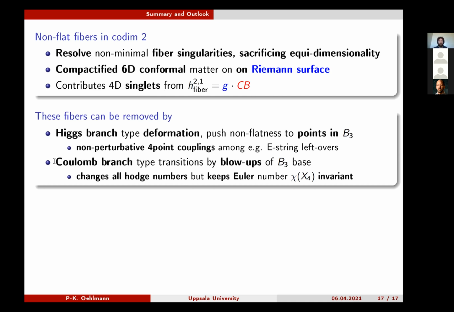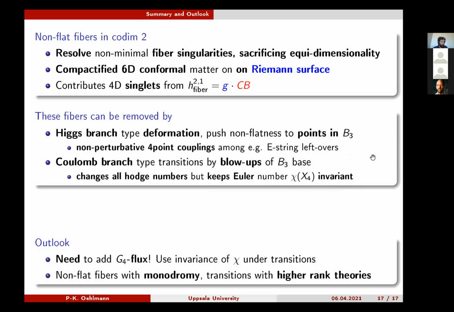And I can consider Coulomb branch type of transitions. So I can blow up my base and remove the non-flat fiber in this way. And this will virtually change all the Hodge numbers, in particular this H21 fiber. But the curious fact is that it keeps the Euler number invariant, which is, of course, going to be important if you consider really the G4 flux contribution, which, of course, brings me to my outlook. So G4 flux. This is the next thing to consider in these transitions.